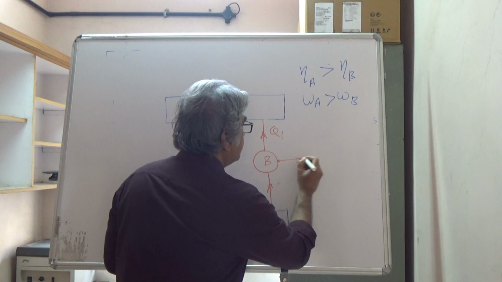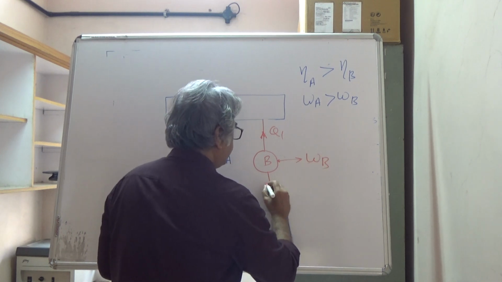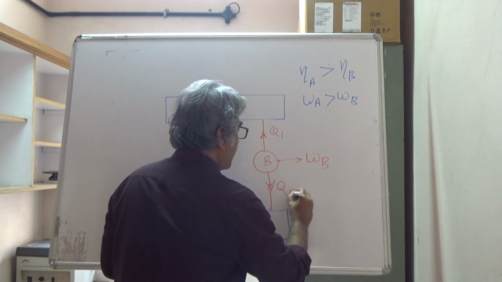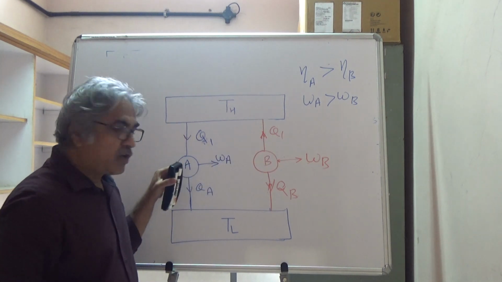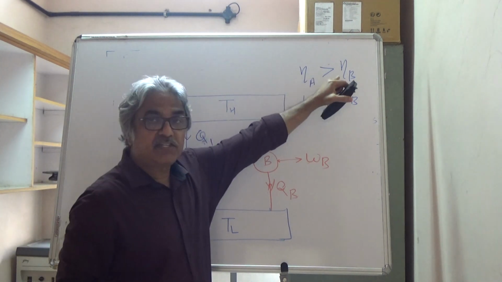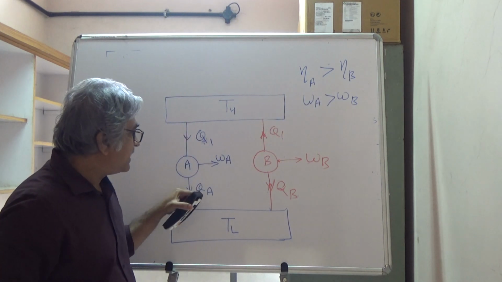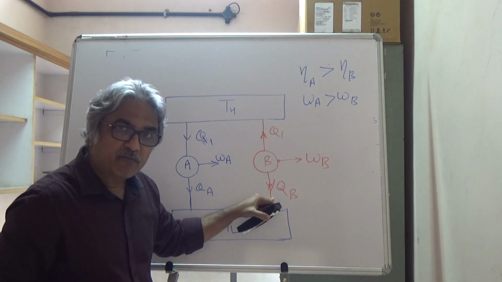So this is WB and this we have said as QB. If you say that the efficiency of A is greater than that of B, which is reversible, then obviously QA will be less than QB. Would you agree with this?